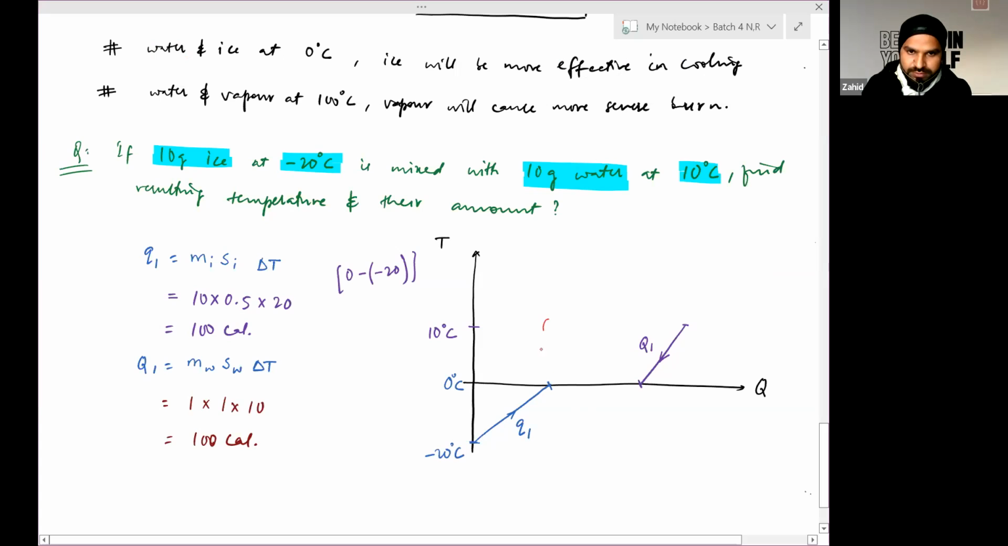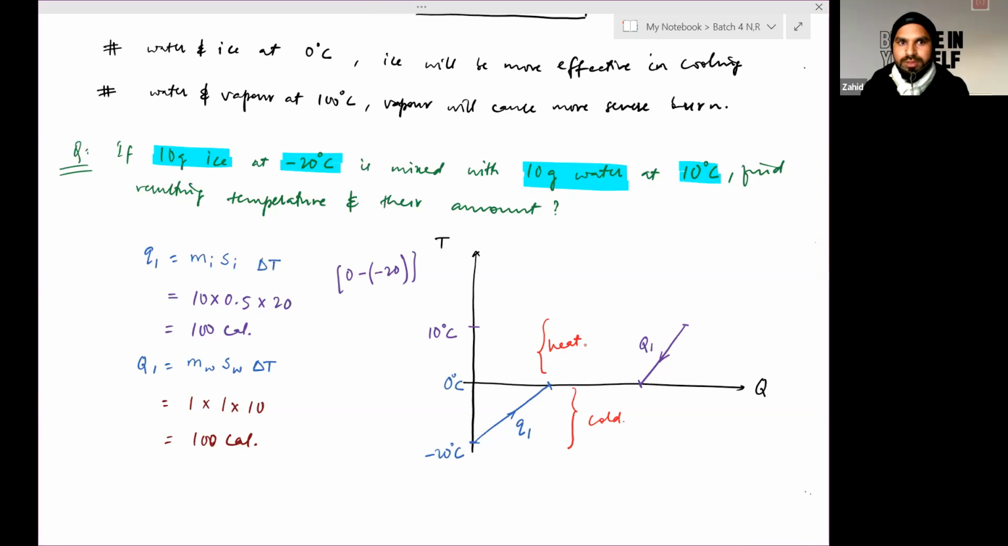Above 0, this particular amount of energy, capital Q1, will be termed as heat energy. And below 0, this amount of heat will be termed as cold energy. Now, since the numerical values of these two parts are equal, we can say heat lost by water on going from 10 degrees Celsius to 0 degrees Celsius equals heat gained by ice to go from minus 10 degrees, minus 20 degrees Celsius to 0 degrees Celsius.